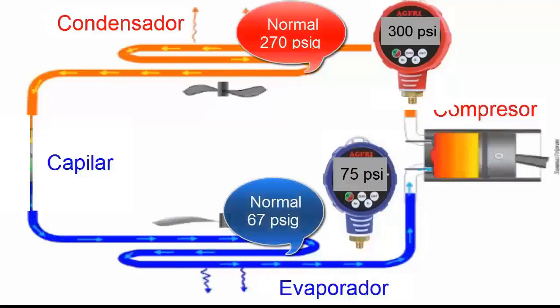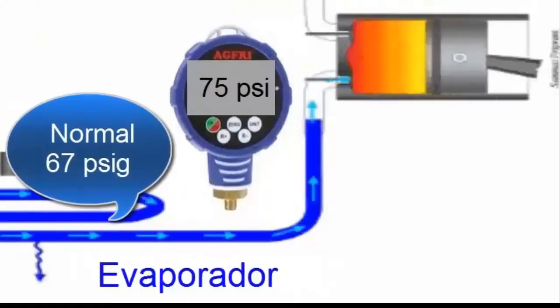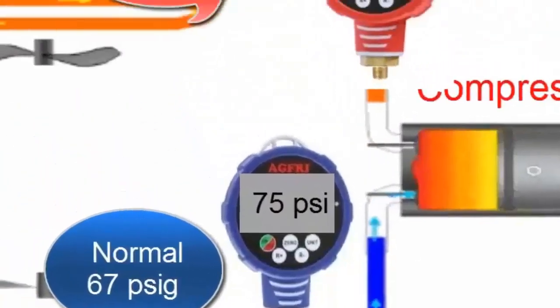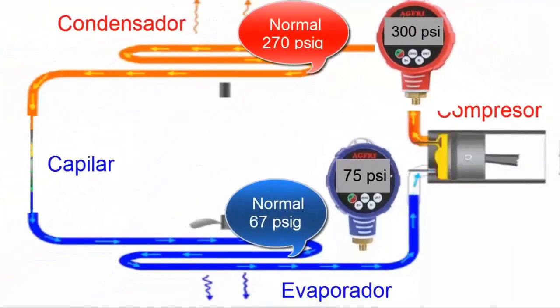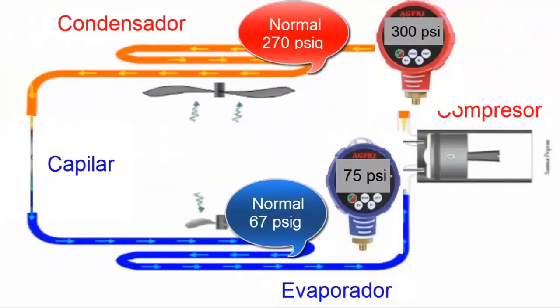Consequence 2. Refrigerant overload causes a significant increase in suction and discharge pressures in the refrigeration and air conditioning system. To verify this, the use of pressure gauges is required.